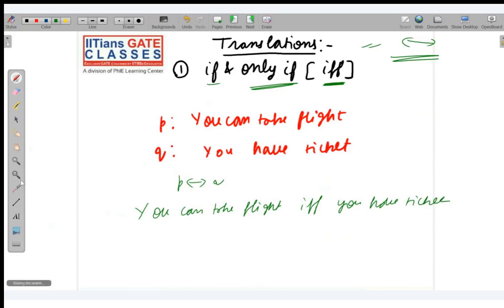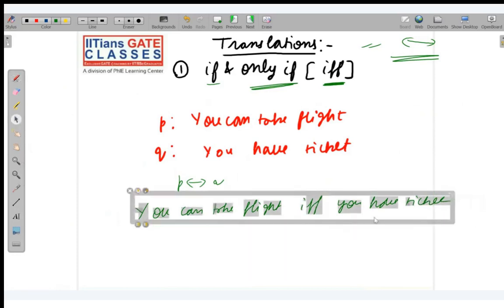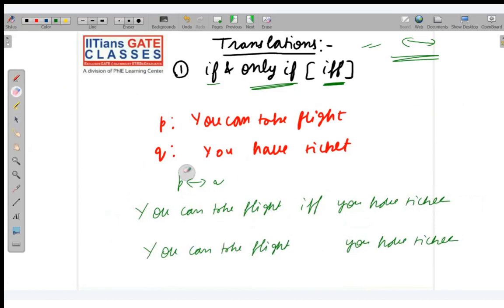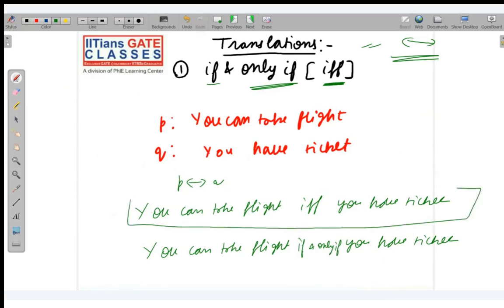Or you can say directly like this also. In place of IFF, you can say directly if and only if. Let me write it properly. If and only if you have ticket. So I have just changed it. That's it. So in the GATE exam, if you find this kind of question, you can take flight if and only if you have ticket, how will you change it in logic? The logic formula will be P double implication to Q. I hope I have made the point clear.